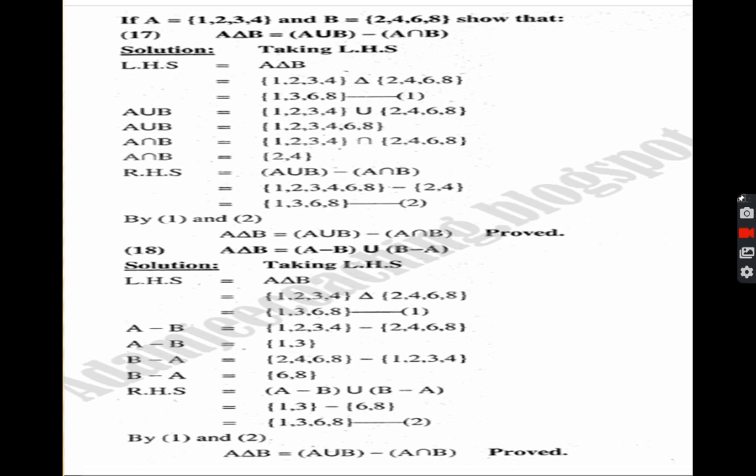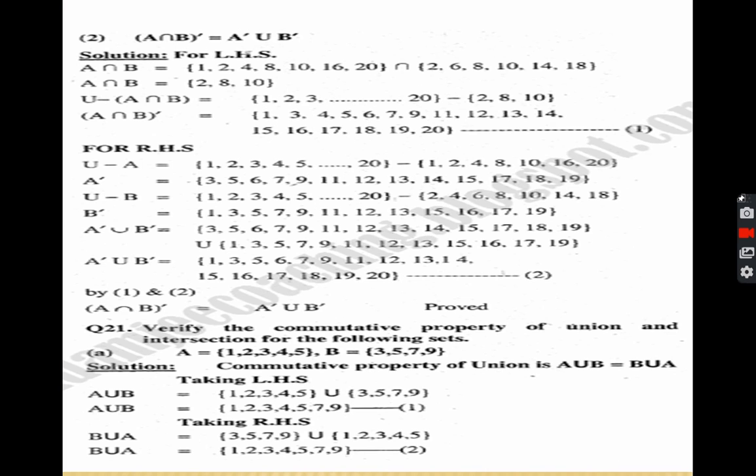So right hand side, A minus B union B minus A. We will first put the value of A minus B, then U means union. Then after this I will put the value of B minus A. So the union of these two, the answer is 1, 3, 6, 8. By 1 and 2, A symmetrical difference B is equal to A union B minus A intersect B. Proved.